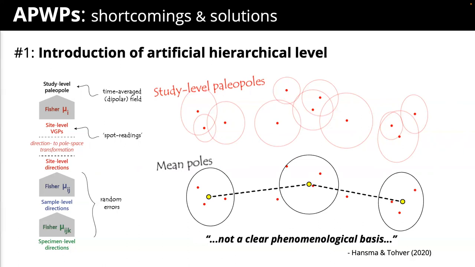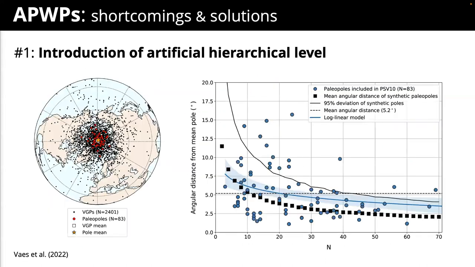I really like a phrasing from a paper by Jeroen Haldenma and Eric Tilver from a couple years ago, where they said that this averaging step has no clear phenomenological basis, right? What are we averaging out when we're averaging study level paleopoles, especially if they're the same age, right? We've already moved from VGPs to a time average field. Why would we be averaging multiple time average fields that are the same age? That doesn't make much sense.